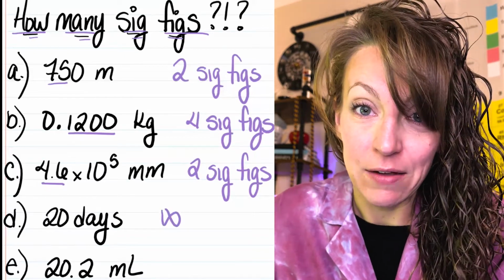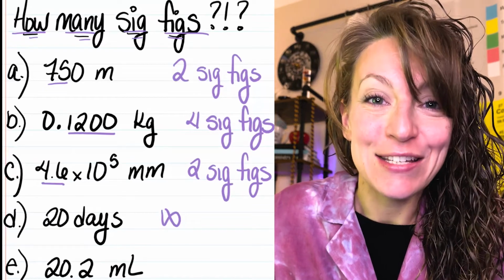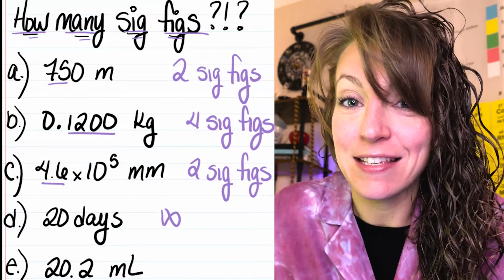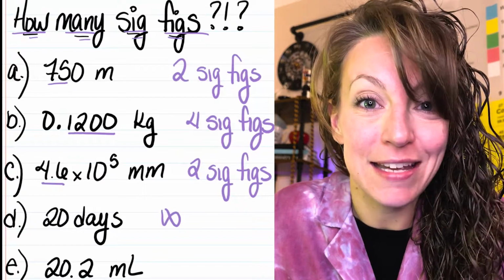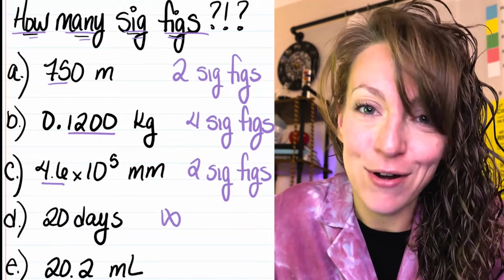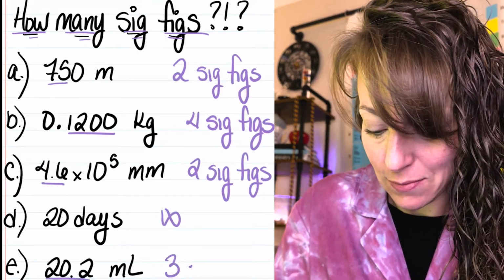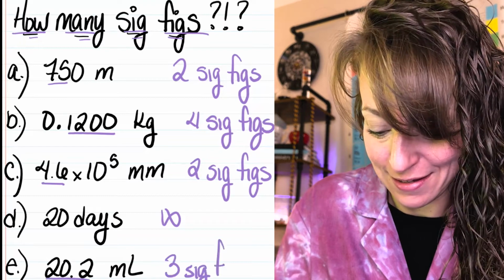In letter E, we have 20.2 milliliters. Now, the 2 at the beginning and the end of this measurement are non-zero digits, so they definitely count. That 0 in the middle, trapped between them, is a trapped zero, or a captive zero. So in this particular measurement, we have 3 sig figs.